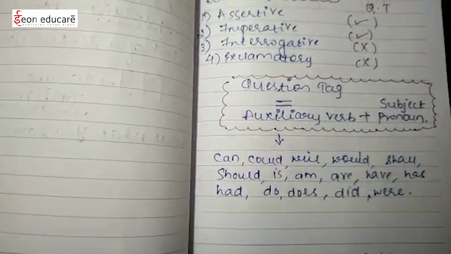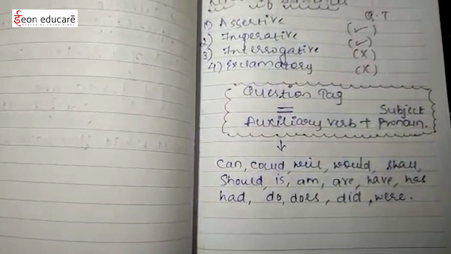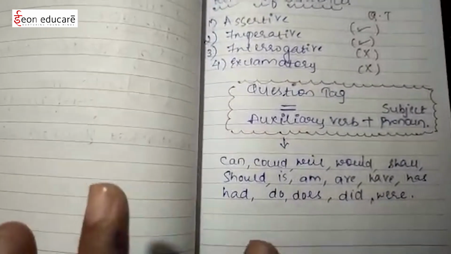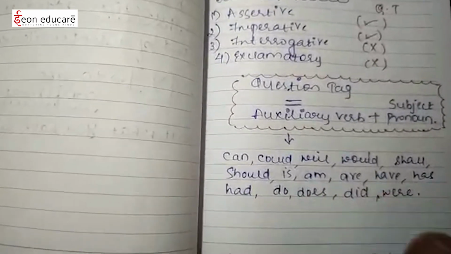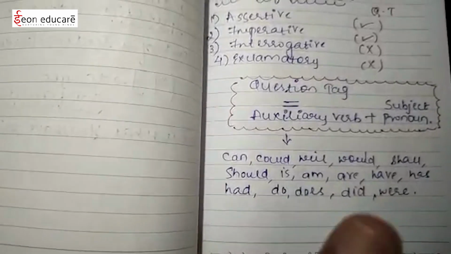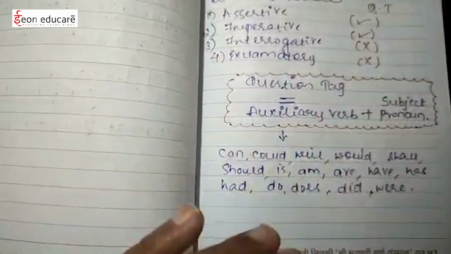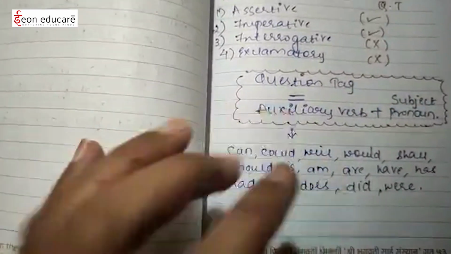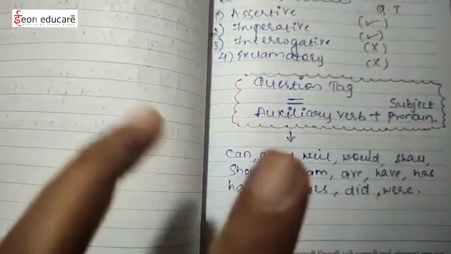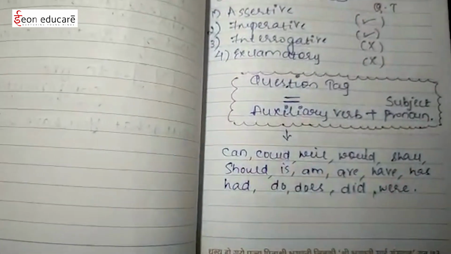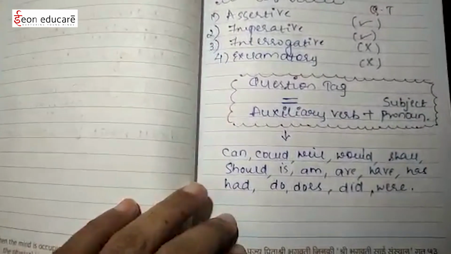You all must be knowing auxiliary verb or helping verb is one and the same thing. Examples of auxiliary verb are written: can, could, will, would, shall, should, is, am, are, have, has, had, do, does and were. These are the examples of what? Auxiliary verb. So as far as question tags are concerned, we need how many things, students? We need to have auxiliary verb, and second one, we need to have subject pronoun.